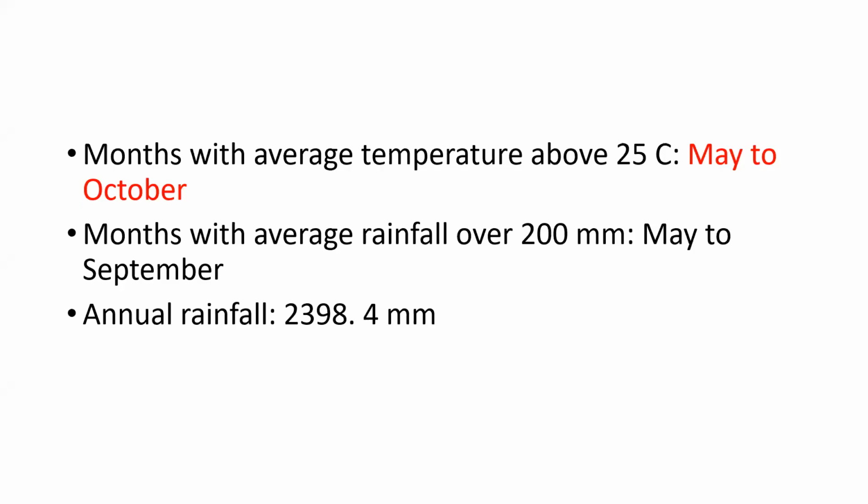Now from the graph that we have seen, the average temperature is about 25 degrees Celsius from May to October. And then from May to September, the average rainfall is over 200 millimeters. And the annual rainfall, annual means 一年一度，一年平均。Annual rainfall is 2,300 something millimeters.